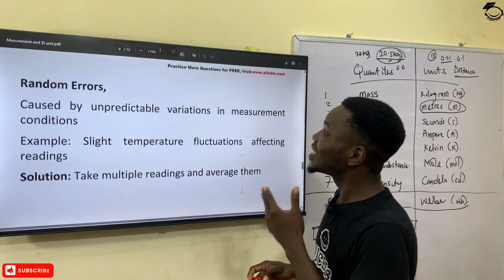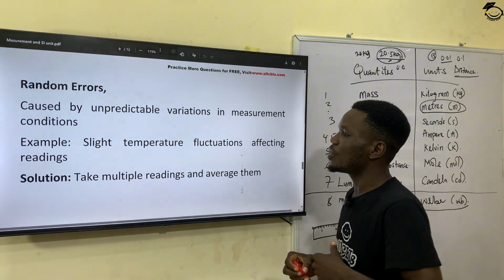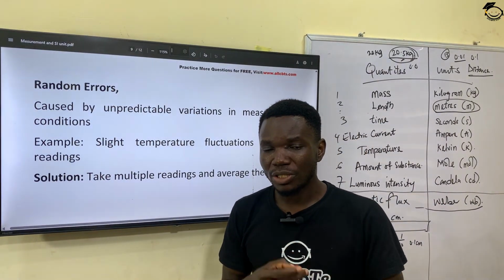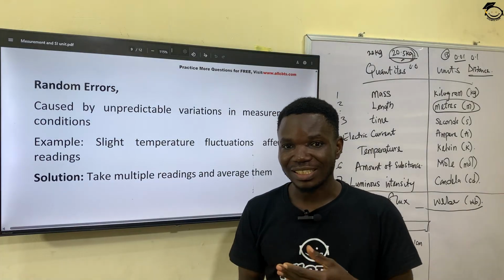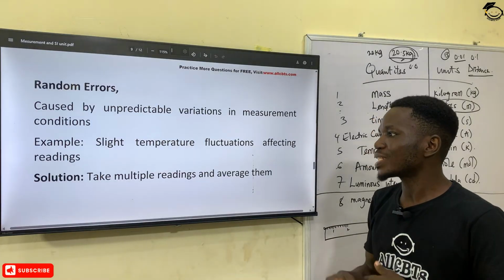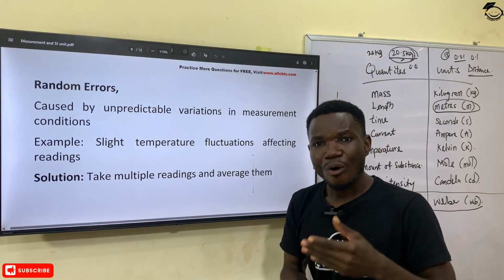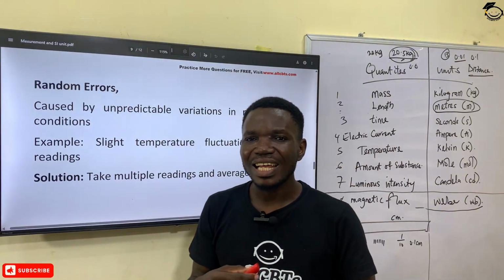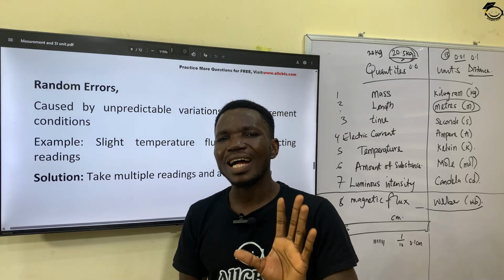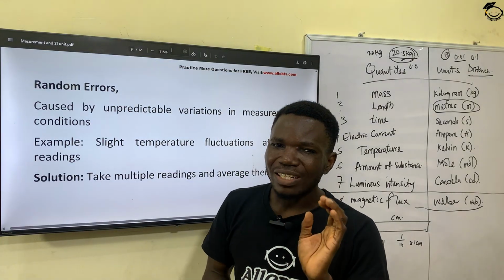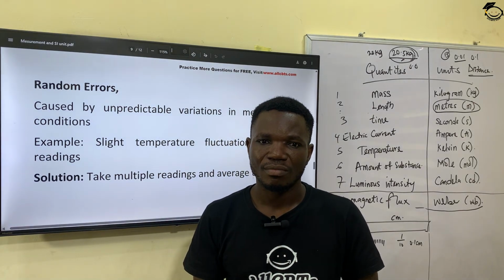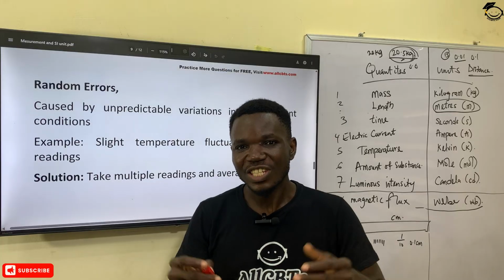What are random errors? These errors are unpredictable variations in measurements. They change. They are not predictable. They are not consistent. So you can have errors like these that are constantly fluctuating. These errors are usually caused by factors other than the apparatus itself.